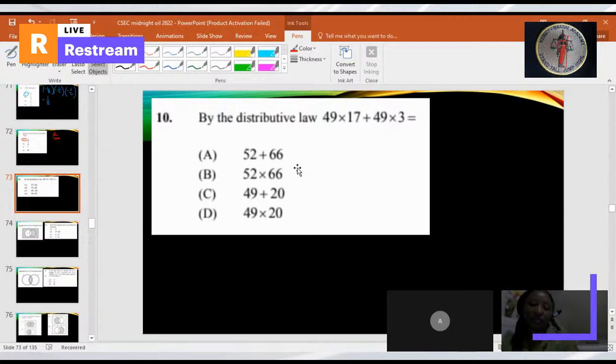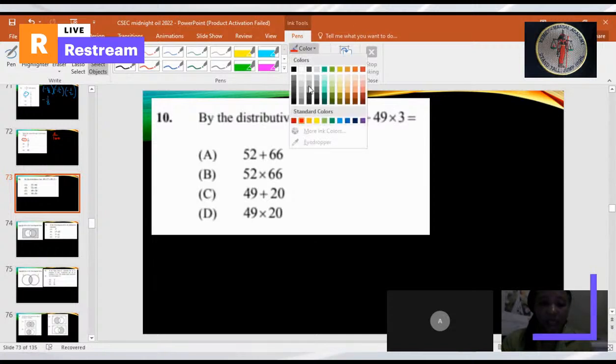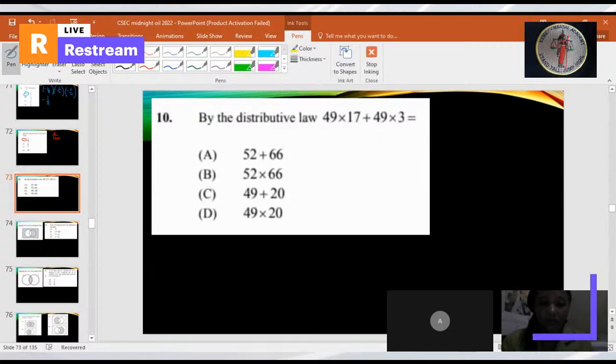Number 10, by the distributive law, 49 times 17 plus 49 times 3. So we're retaining the 49. So 49 will be in the answer. And then we have 17 and 3. So that will be 49 times 20. So this will be D.